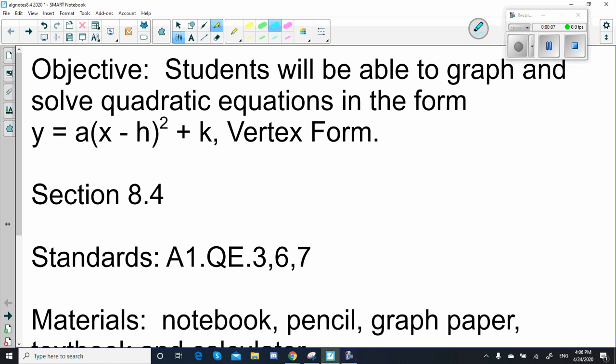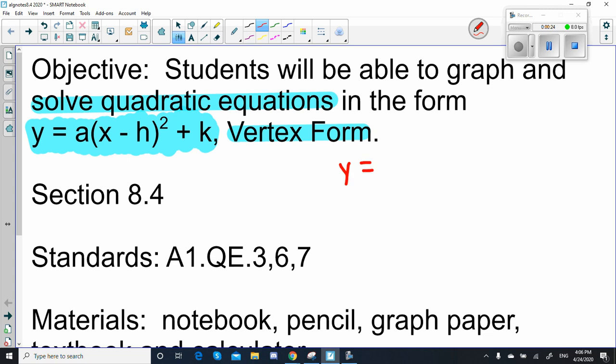We're going to do section 8.4 today. We'll be talking about vertex form of quadratic equations. And right here is your vertex form that you want to write down. That nice long formula. So for the last 2 weeks, we've been graphing quadratics as well.